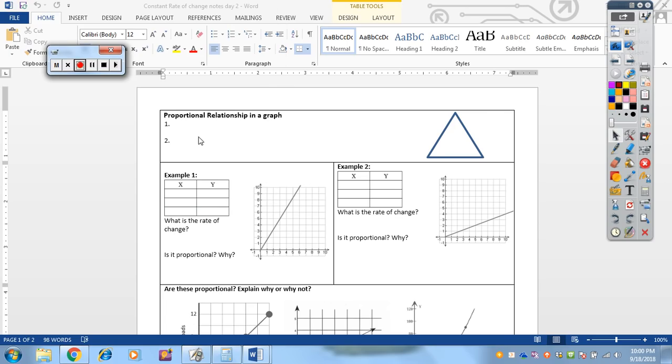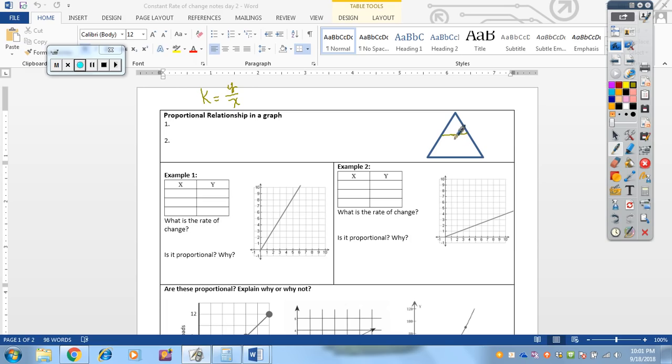All right, we talked about proportional relationships. We said they had a constant. Same thing today. We're still doing that. You have a little triangle on your notes. Do you remember yesterday we said k equals y divided by x? So there's a little triangle here that you can use to help you remember that.